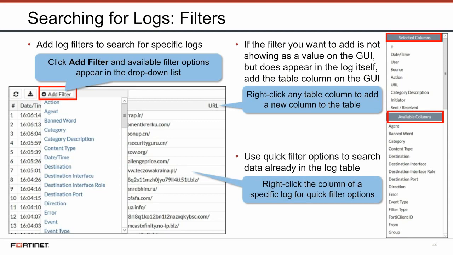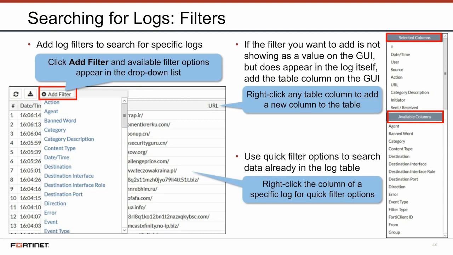If you see data that you want to filter on in a log in the table already, you can right-click that data to select the Quick Filter option. For example, if you see an antivirus log in the table with a specific botnet name, right-click the botnet name in the table and a Quick Filter option appears that lets you filter on all logs with that botnet name.